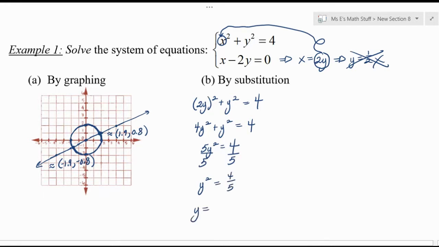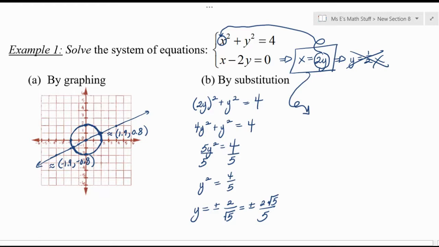Don't forget, when you square root both sides, to make sure that you include the regular square root version and also the opposite of it. So when you square root 4/5, you'd end up with 2 over square root of 5, also known as 2 root 5 over 5. Now we would need to figure out the x coordinates that go with it. You could use either equation, but I'm going to use this part here from row 2 since it's the simplest relationship between x and y.